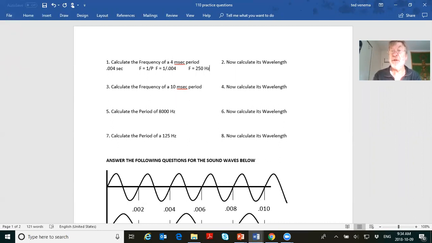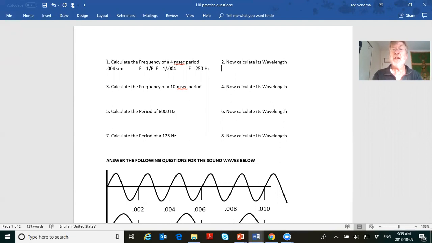Frequency is 1 over the period. Period is 1 over the frequency. Those are the first 2 formulas to keep in mind for this particular half of the course. F is 1 over P. P is 1 over F. Let's try the next one.